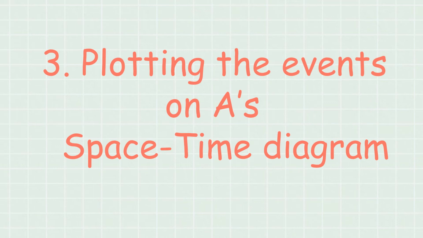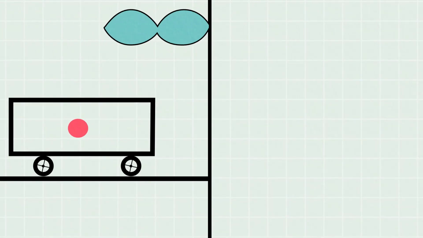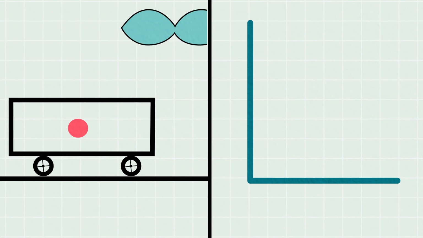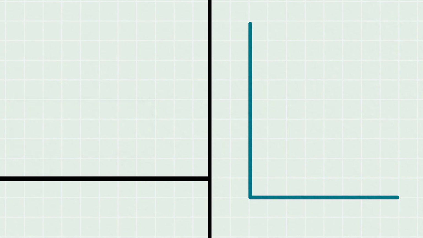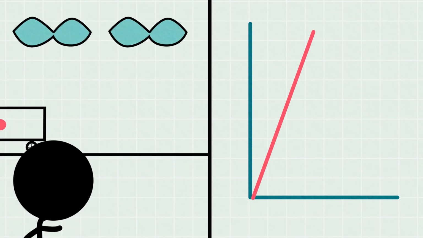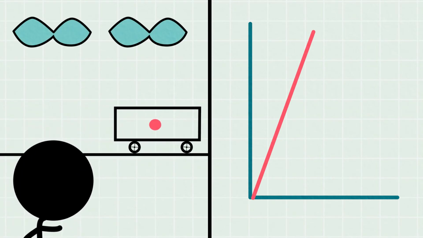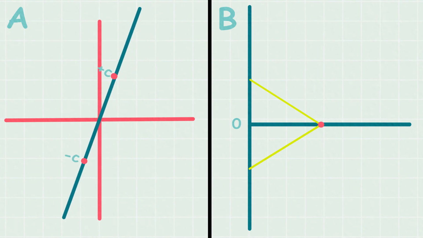So, let's start with the time axis. And to do that, first, we need to notice that any stationary object in B's space-time diagram will have a vertical world line. But for A, the same line will be slanted, because for A, the object is moving with the bus. Therefore, the time axis, which is exactly like this world line, will be slanted in A's space-time diagram. How slanted? That depends on how fast the bus is moving.